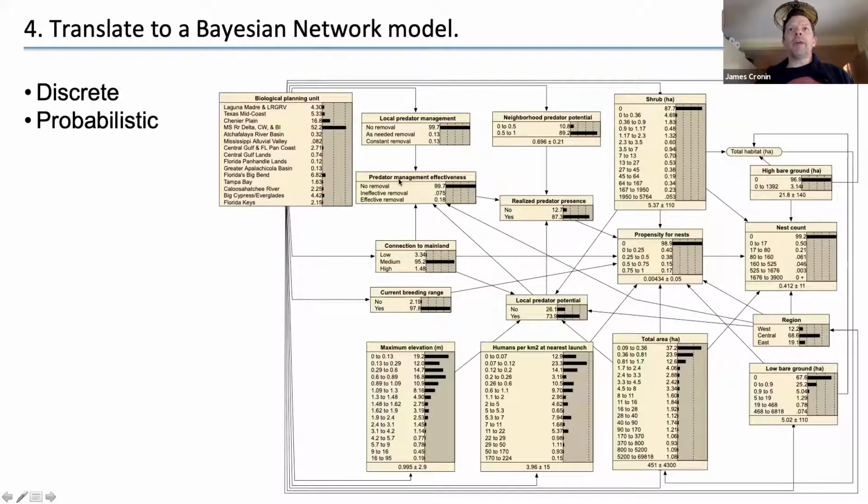So without entering any evidence into the model or any habitat characteristics, if we were to just randomly select an island in the Northern Gulf, it's most likely to be in the Mississippi River Delta. It's most likely to not have any predator management. It's most likely to be medium connected. The most probable neighborhood potential is a lot of potential, greater than 0.5 up to 1. Realized predator presence is most likely to have predators on the island, but for nest count, we're quite certain that there are no nests on an island if we were to just randomly grab one. In other variables, you can see they've got a lot more uncertainty. Like maximum elevation, the probabilities are distributed across a lot of the bins.